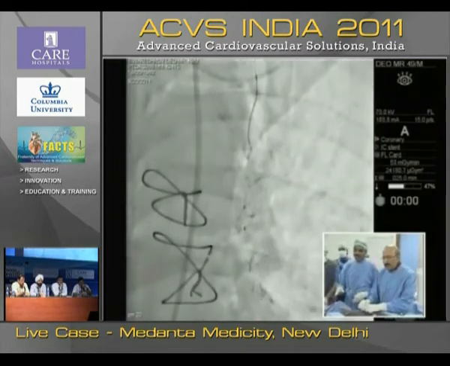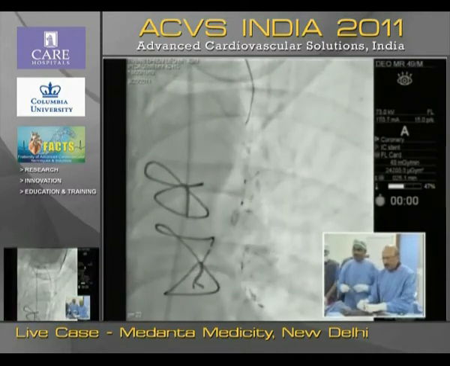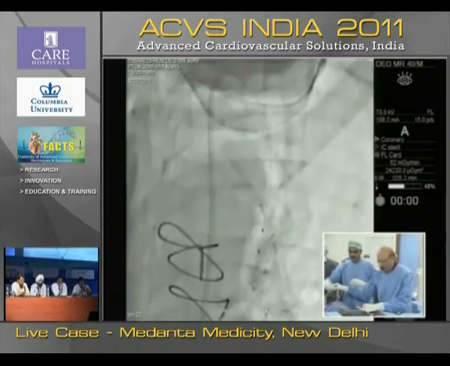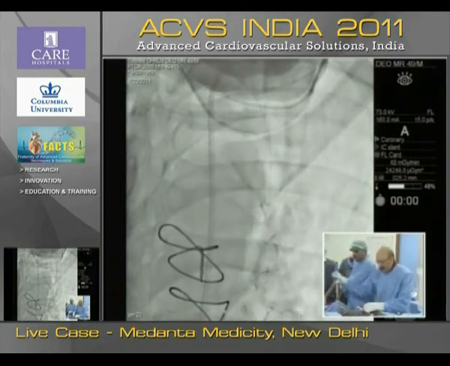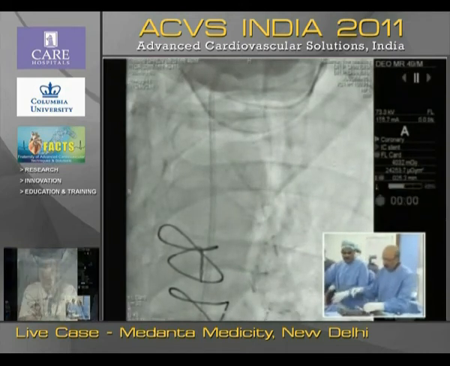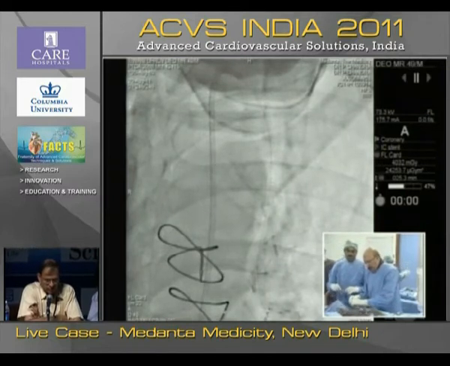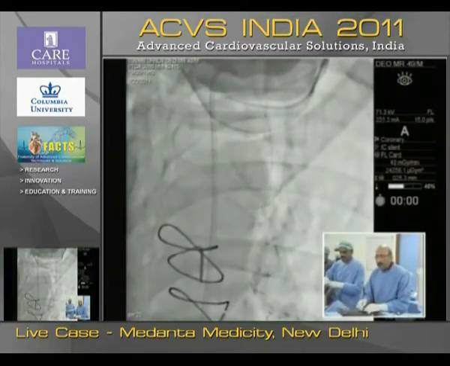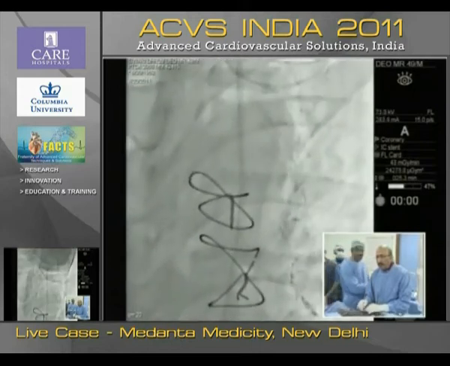Yes. Show it up. Now we have to take this very carefully, because it can get sucked in and then dissect the whole LIMA. So this is what I wanted to show, how we have to approach these LIMA interventions, because sometimes it can create more problems. Every time you take out the wire, we have to keep looking at the tip of the guiding catheter.